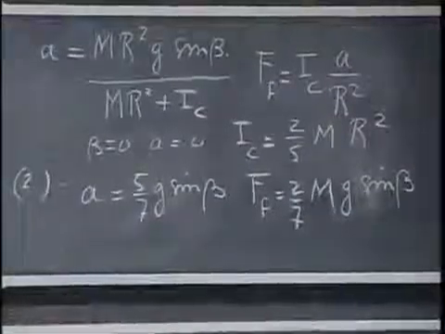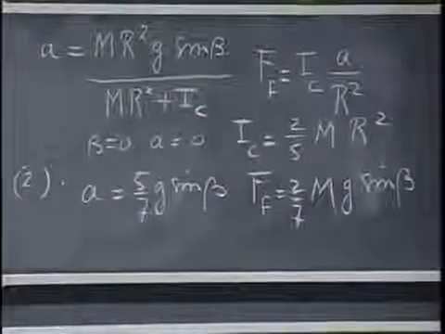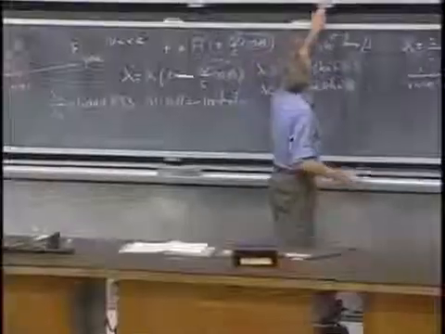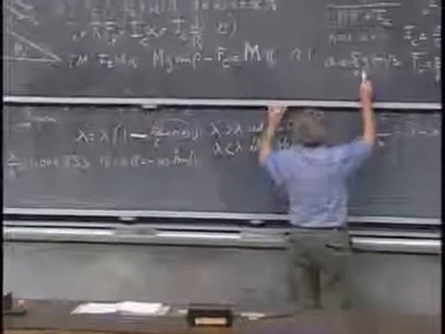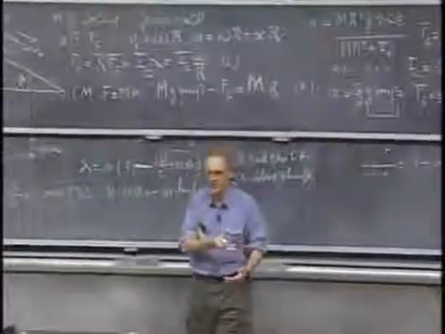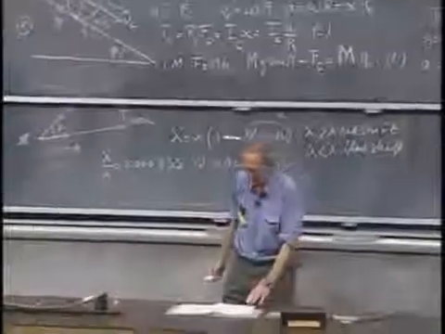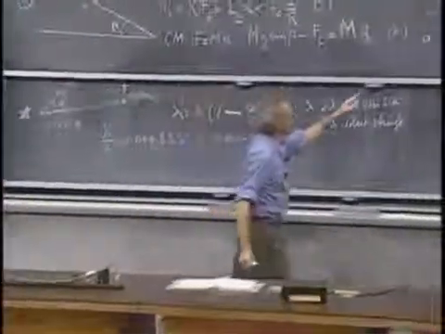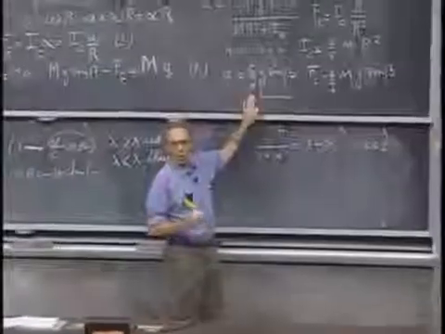Let's look at these results a little closer. If there were no friction, then we know that the acceleration would have been g sine beta. We remember that. A sliding object with no friction would be g sine beta. Why is it now lower? 5/7 is lower than 1.